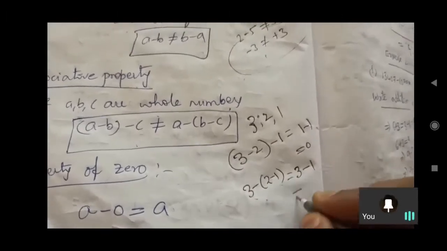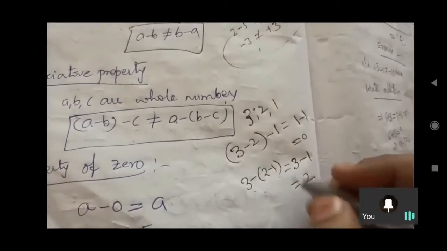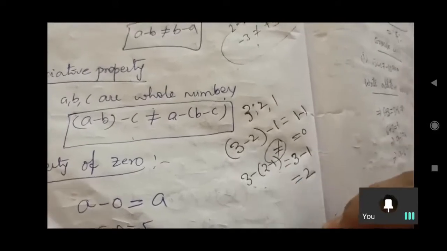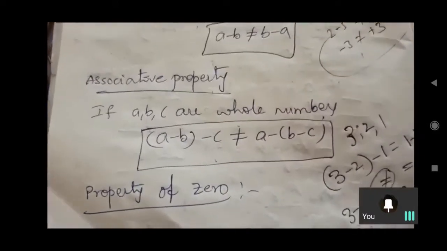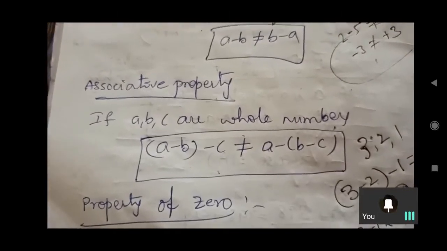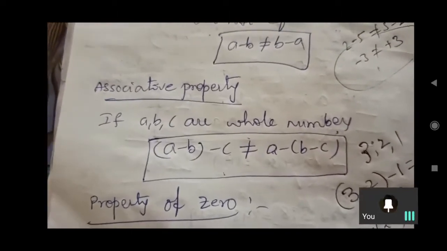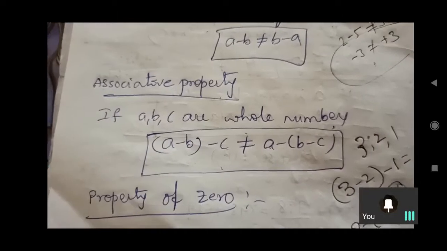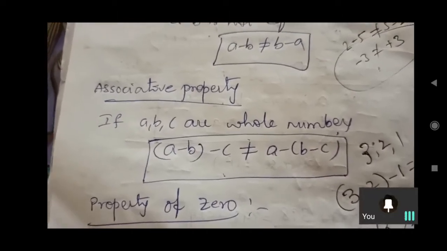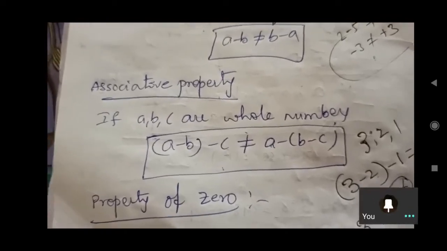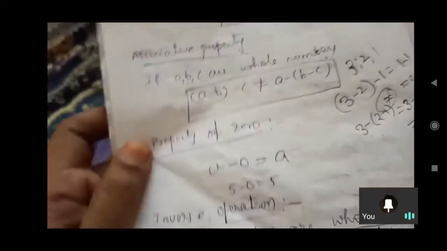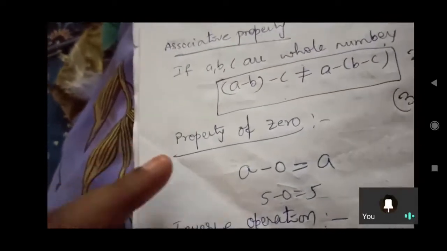2 minus 1 is equal to 1, so 3 minus 1 is equal to 2. So these two are same? No, not equal. These two are not equal. So the associative property failed in this manner. So for whole numbers, on the subtraction operation, the associative property is not satisfied. And the next one is the property of 0.